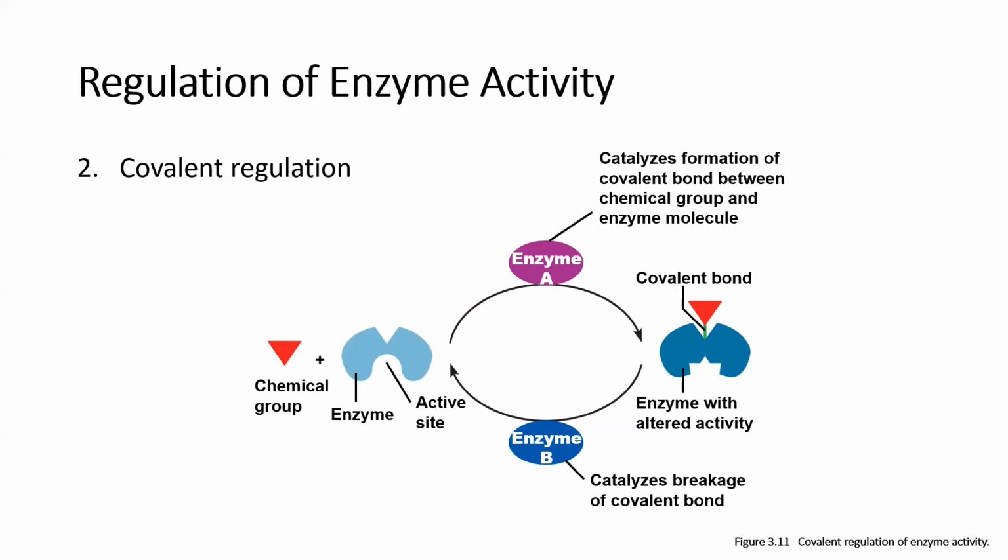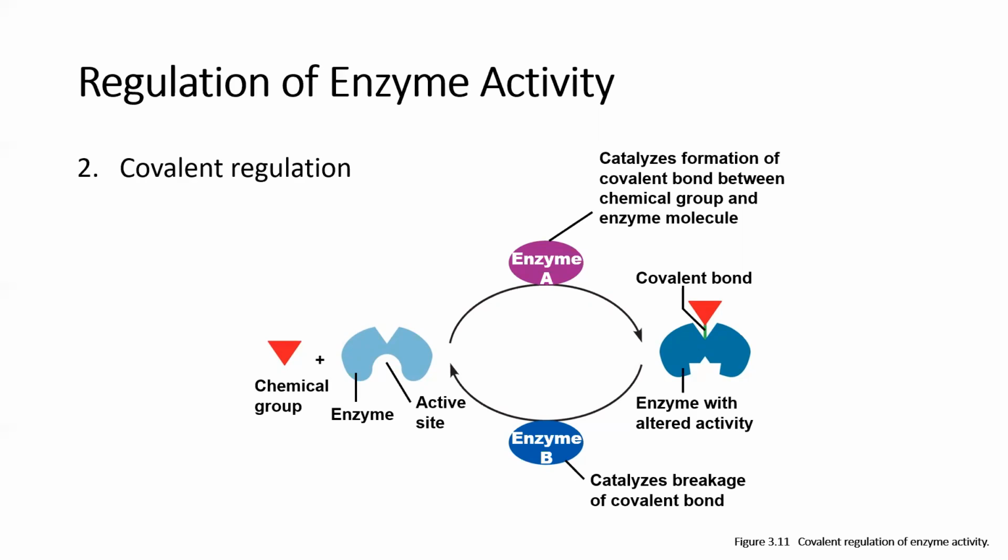And so this is how we can turn the enzyme on and turn the enzyme off with another enzyme. The other enzymes in question here are enzyme A and enzyme B. Essentially enzyme A puts that covalent bond onto our enzyme that we're trying to regulate, whereas enzyme B, another enzyme, takes that chemical group off of the enzyme that we're trying to regulate. So a simplistic way to view this is that we have another enzyme that's helping to regulate our enzyme in question. It can add that chemical group, which will either turn the enzyme on or off.